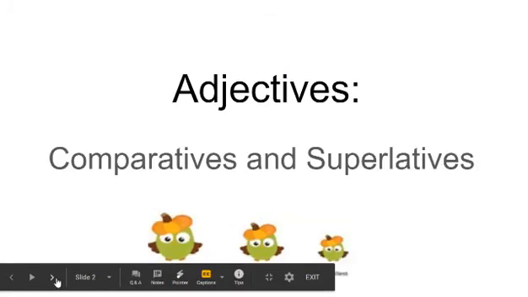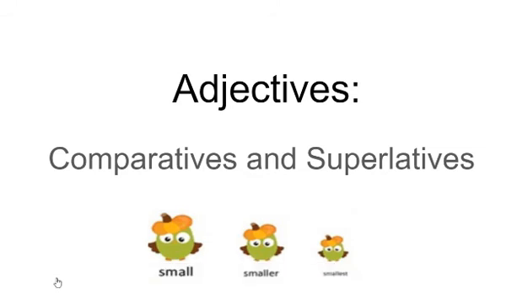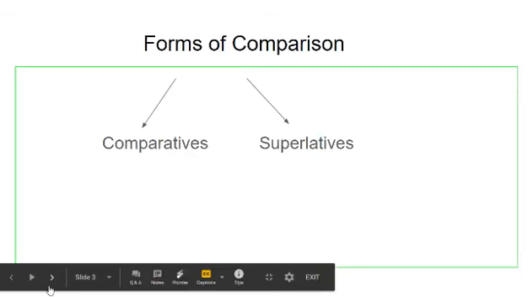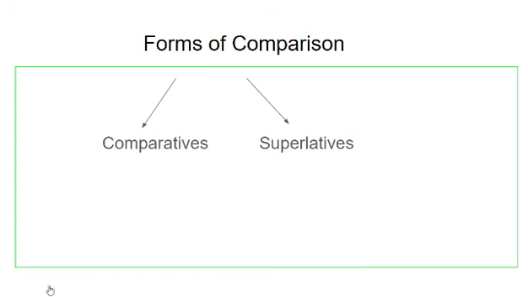In our previous grammar lesson, we talked about adjectives and how they describe nouns. Today, our lesson is going to be about the kinds of adjectives used for comparison. There are two forms of comparison, the comparative form and the superlative form.